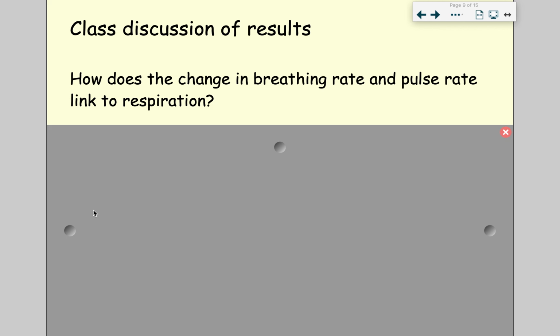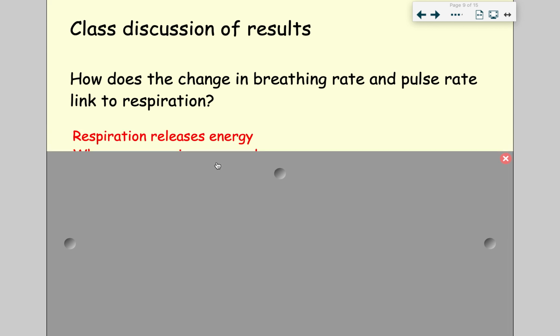So if we were in class, we would be having a discussion about how the change in breathing and pulse rate is linked to respiration. So we'll go through that now. So obviously we know respiration releases energy. It breaks down glucose with oxygen to produce carbon dioxide, water, and energy.